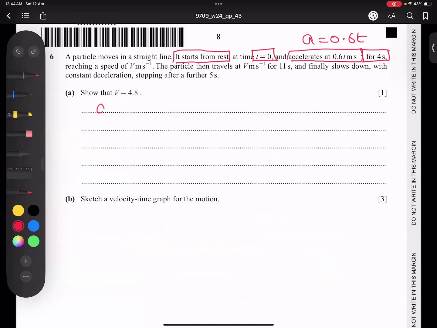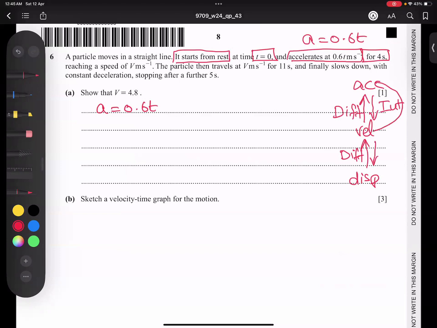Basically, students, we have acceleration 0.6t, and we have three levels. Let me show you the three levels. We have displacement, the next level is velocity, and the next level is acceleration. If you differentiate displacement, you get velocity. If you differentiate velocity, you get acceleration. If I want to come down in the reverse process, integration of acceleration gives you velocity, and again integration gives you distance or displacement.